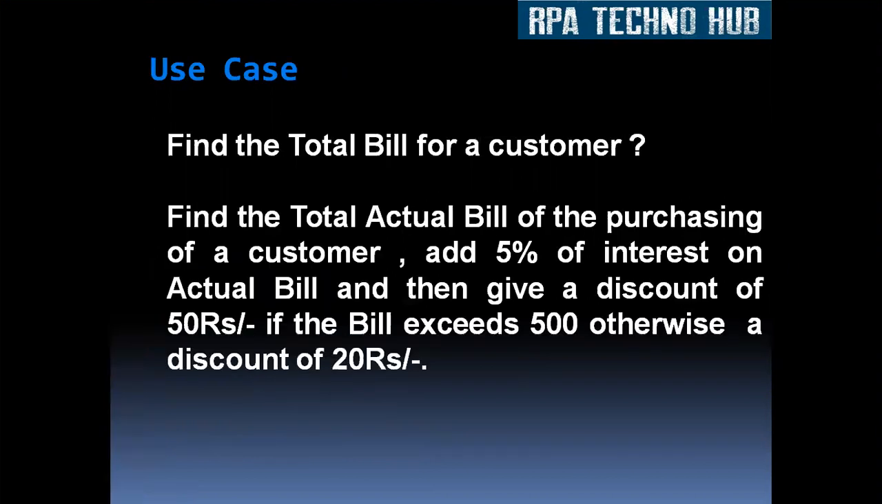The use case is about finding out the total bill for a customer's purchasing. So wherein we first find out the total actual bill of the purchasing of a customer, add 5% of interest to the actual bill, and then we'll give a discount of 50 rupees if the actual bill exceeds 500. Otherwise, we'll give a discount of 20 rupees to find out the total bill for a customer. Now let us see how we can achieve this using the UiPath RPA tool.